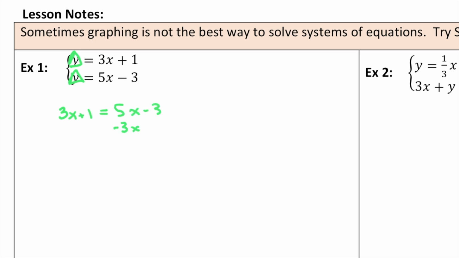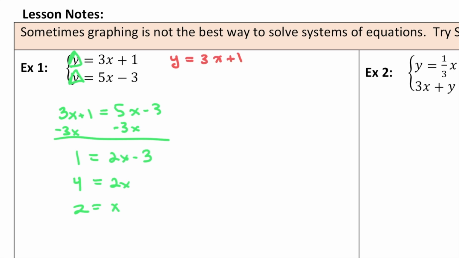Use your algebra skills to solve this equation. We're going to have 1 equals 2x minus 3. That gives us 4 equals 2x, or x equals 2. Now you know from your lesson preview that it takes an x and a y. Fortunately, when we go back to our first equation, y was equal to 3x plus 1. The x is supposed to be a solution to both equations, so it doesn't matter which one of the equations you choose. We end up with y equals 7.